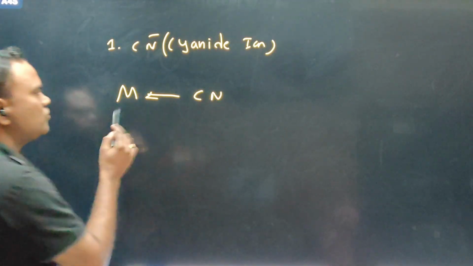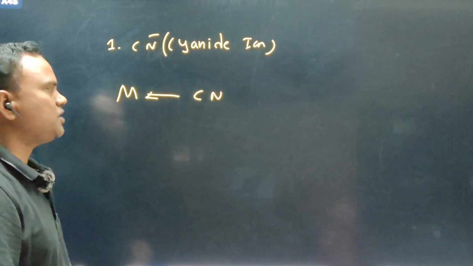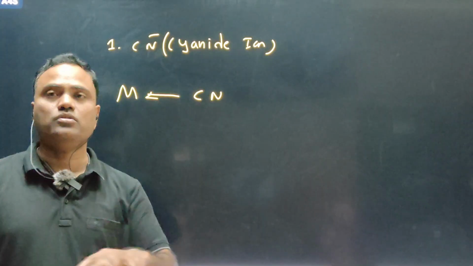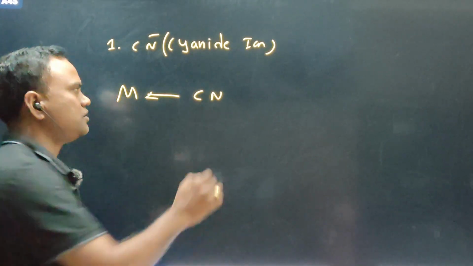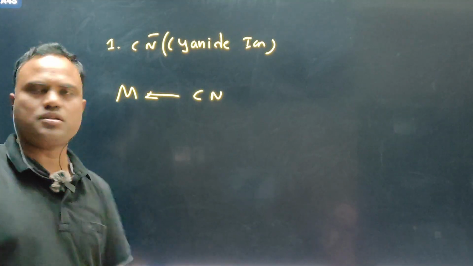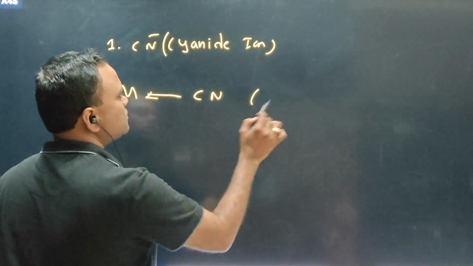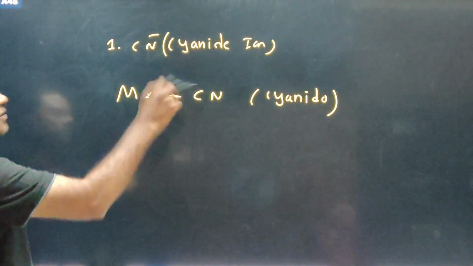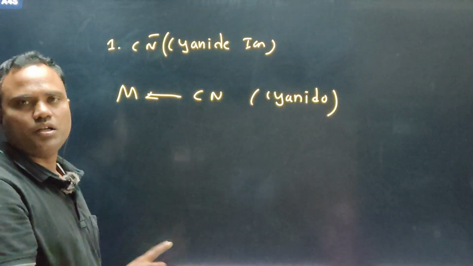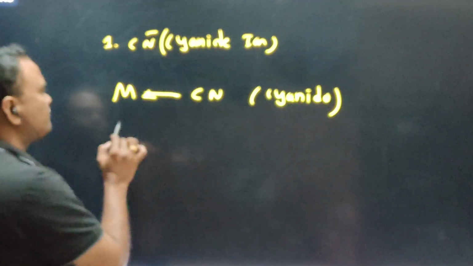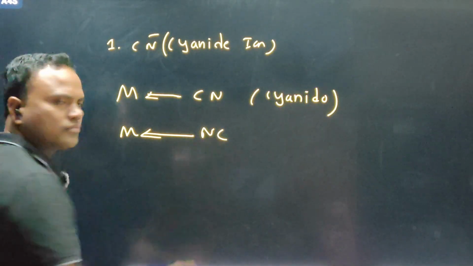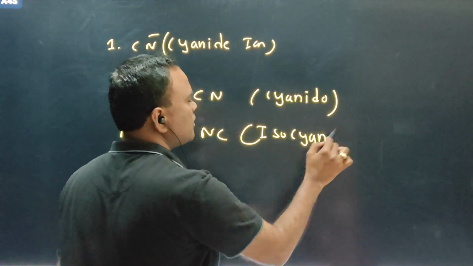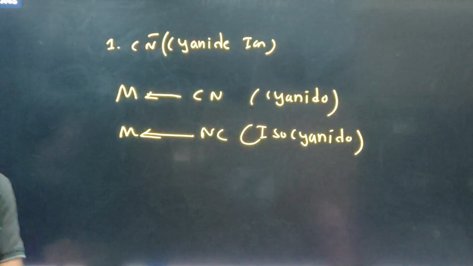Cyanide ion is linked to the central metal atom with the carbon atom. Generally, we mention the atom which is linked to the central metal atom in parentheses, bracket C. I gave this in the last class. Now it is called cyanide. The same cyanide ion linked to the central metal atom with nitrogen is called isocyanide.